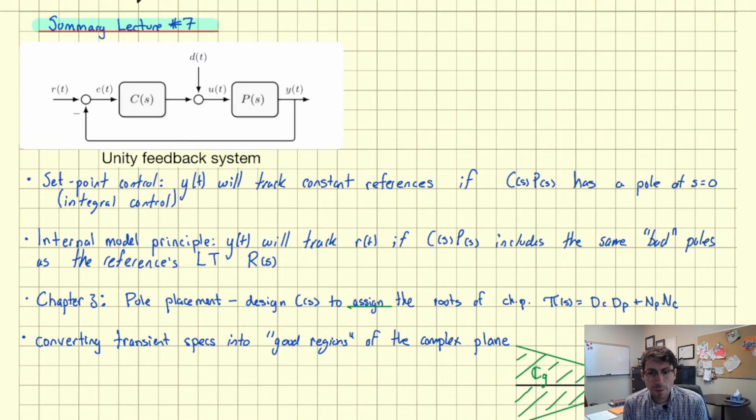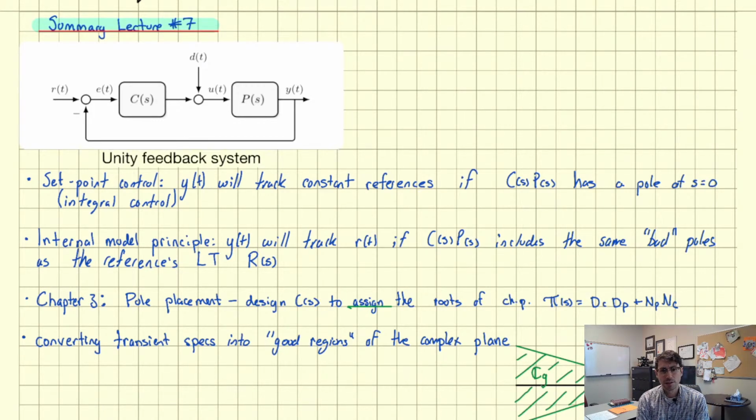Okay, so let's remind ourselves what we did yesterday. We talked about tracking, actually 2 lectures in a row, I think now. In summary, we saw that you get set point control. In other words, you track constant references if you have stability, and if the product of the controller and the plant has a pole at s equals 0. And that's what you know as integral control for step tracking.